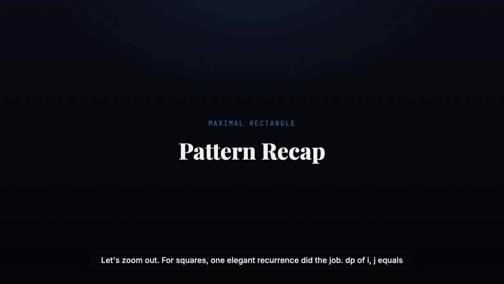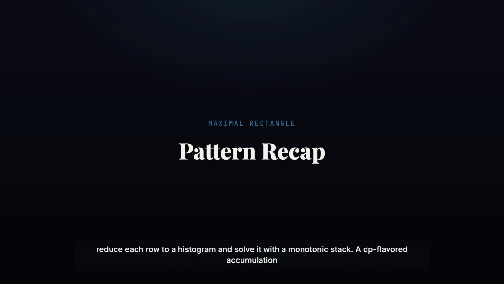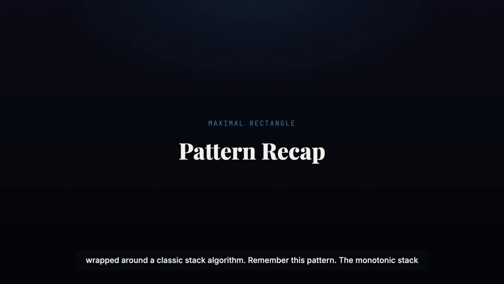Let's zoom out. For squares, one elegant recurrence did the job. dp[i][j] equals 1 plus the minimum of up, left and diagonal. The same value sizes the biggest square and counts every square ending at that cell. For rectangles, that symmetry vanishes, so we reduce each row to a histogram and solve it with a monotonic stack. A DP-flavored accumulation wrapped around a classic stack algorithm. Remember this pattern. The monotonic stack returns when we study optimizations.